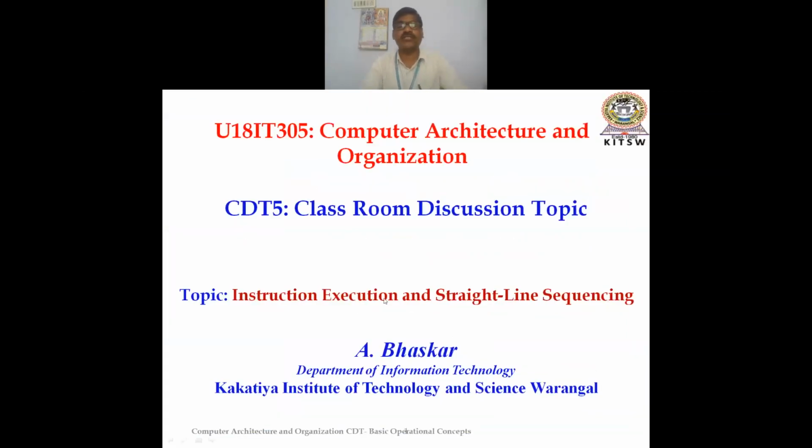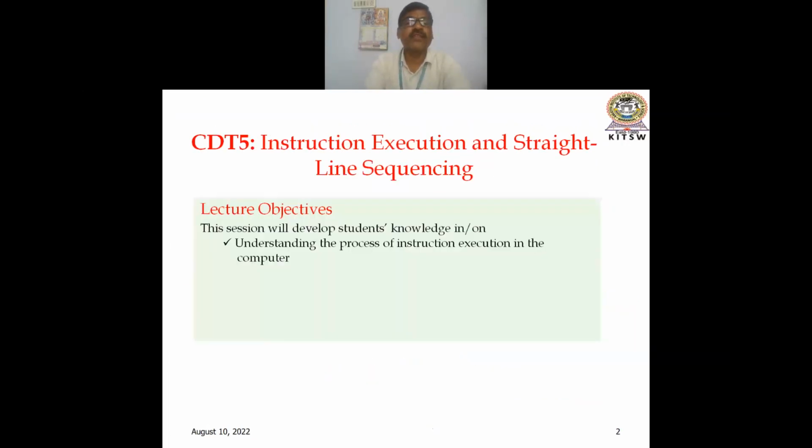So the classroom discussion topic is instruction execution and straight line sequencing. Today's lecture objectives are to develop knowledge on understanding the process of execution of an instruction, how the instruction will be executed, and what the steps in instruction execution are. We will understand with an example how the straight line execution sequence is implemented.